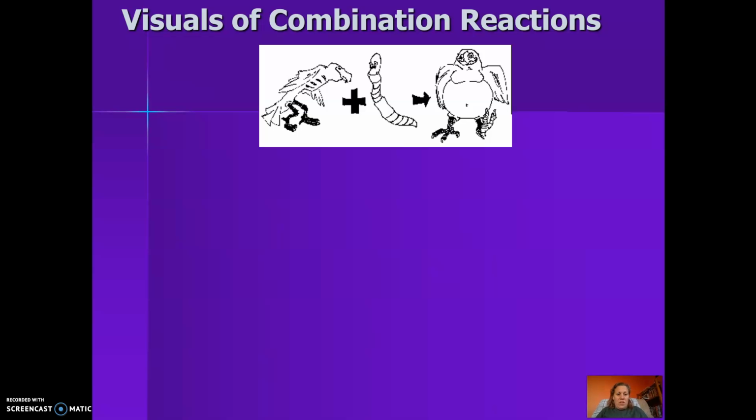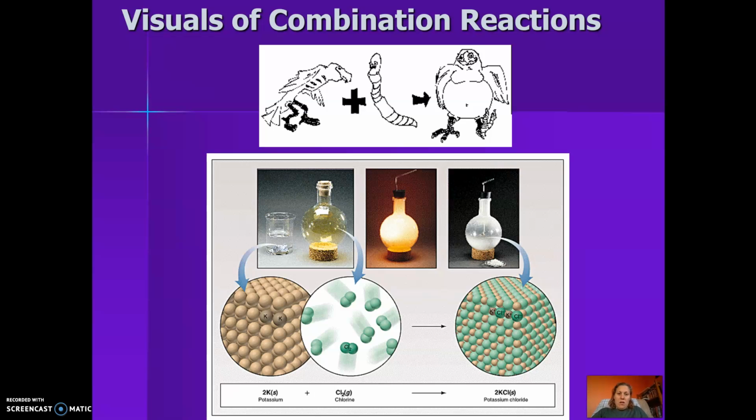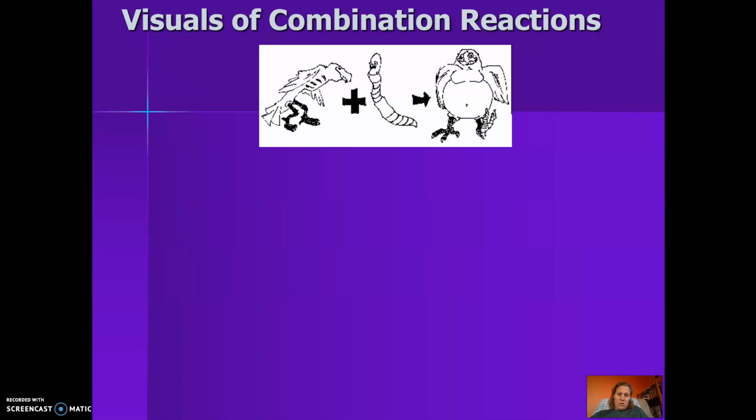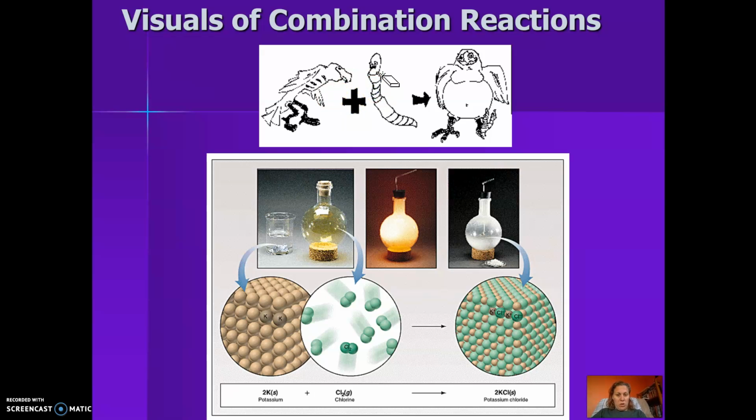Okay, so visuals. Now this is my favorite. I start off with cartoon visuals. A skinny bird eats a worm and becomes a fat bird. So they combine and make one. And then this is my visual, I love this. These are the particle level diagrams that we do all the time. Potassium is a metal, all it is is a bunch of potassium ions. Chlorine's a gas, so it's flying all over the place. But when they combine, they become a solid. So that's what this picture is. Chlorine is that funky brown gas, and apparently it's pretty.